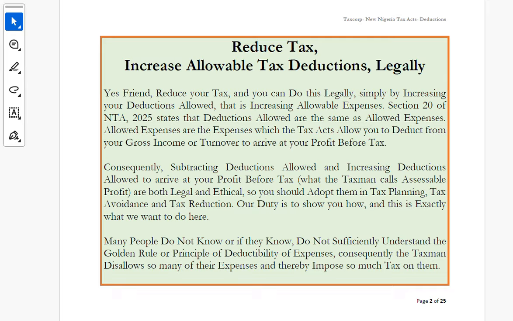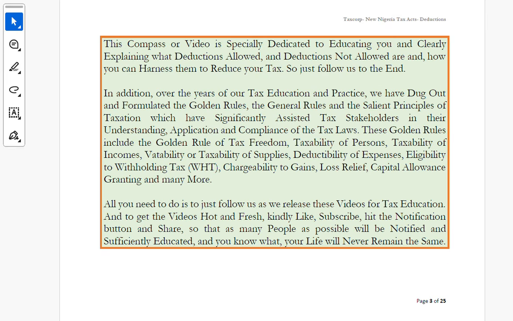Our duty is to show you how, and this is exactly what we want to do here. Many people do not know, or if they know, do not sufficiently understand the golden rule or principle of deductibility of expenses. Consequently, the taxman disallows so many of their expenses and thereby imposes so much tax on them. This compass or video is specially dedicated to educating you and clearly explaining what deductions allowed and deductions not allowed are and how you can harness them to reduce your tax. So just follow us to the end.